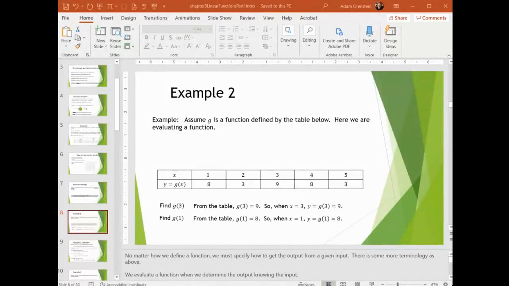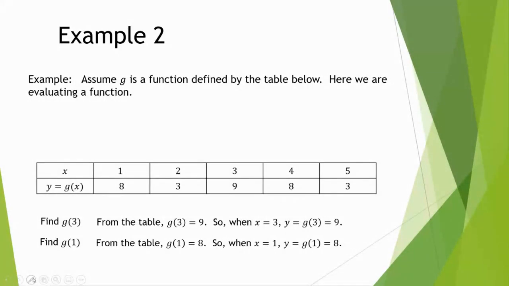Okay. That's what's happening here. When x is 3, g of 3 is 9. Okay. When x is 1, so here we're saying what's g of 1. So when x is 1, we want to evaluate the function, so we're getting g of 1, which is 8. Okay, so that's what happens here.